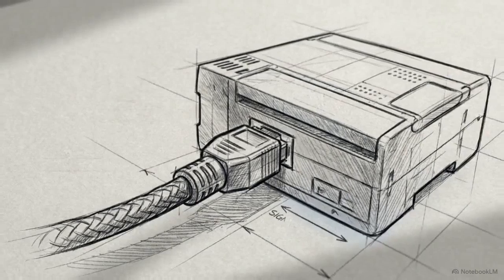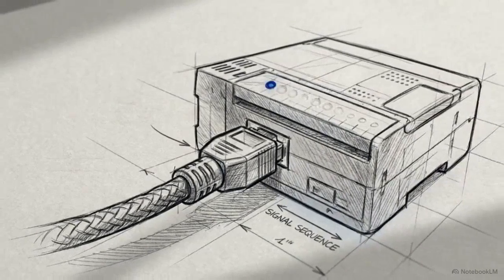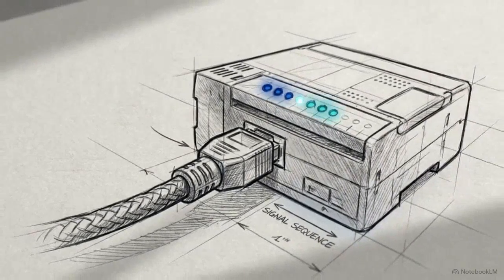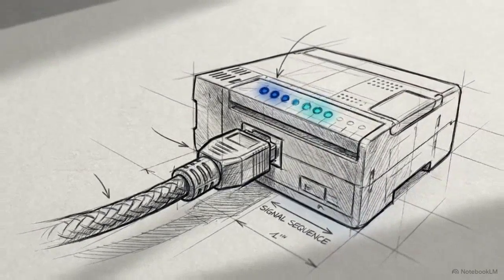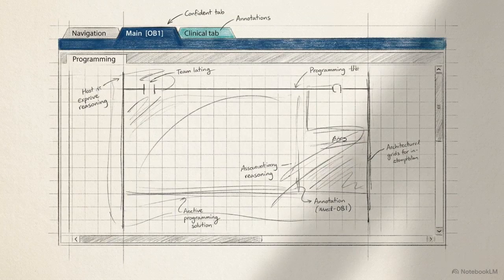Mapping these physical points to digital tags is a necessary first step, ensuring the software can communicate with the hardware before we write the logic. With the tags established, open main OB1 to begin building the ladder diagram. On the first rung, place a normally open contact for the start button, in series with a normally open contact for the sensor. Assign the output coil of this rung to a memory bit, M0.0.